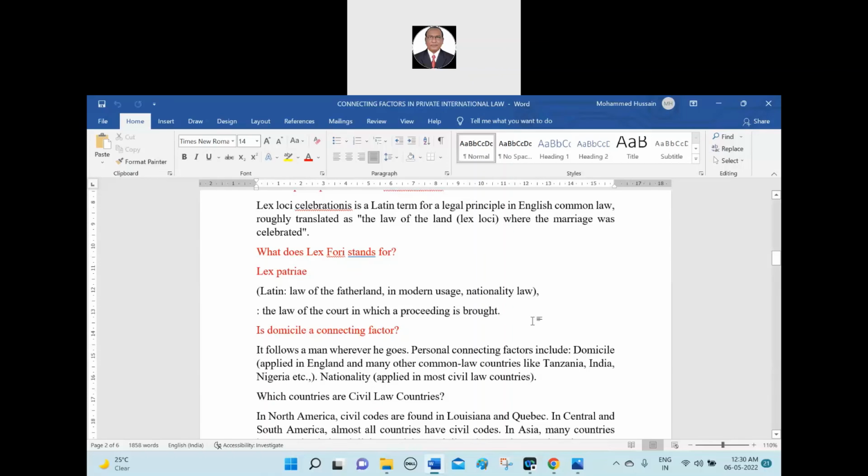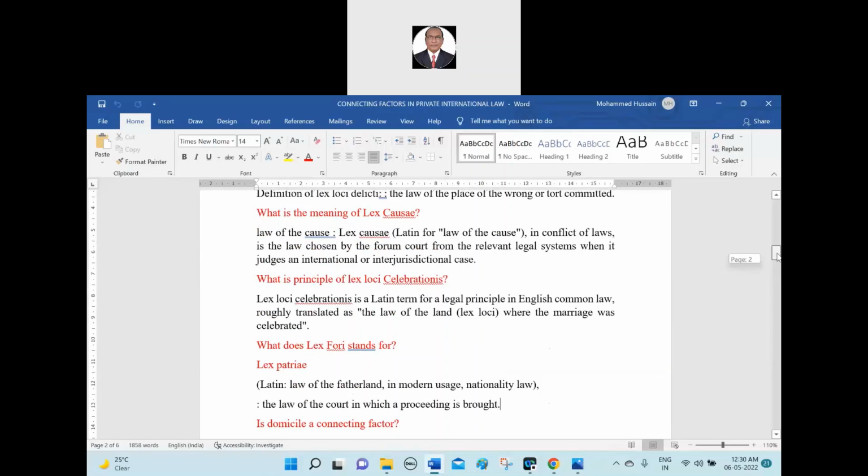So domicile is a connecting factor. Where will domicile play an important role in private international law? I already told you in the beginning of our lecture. Okay, I repeat. Domicile follows the man, so it becomes an important connecting factor when the man changes the place where he actually resides. Okay, I appreciate.